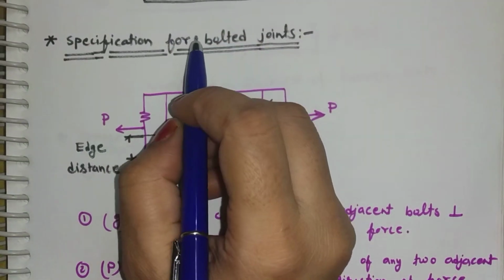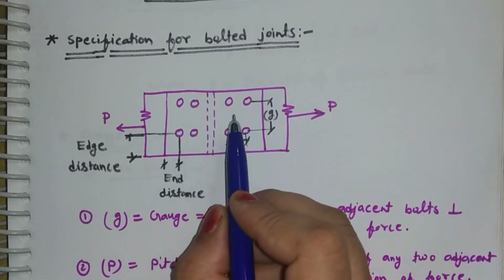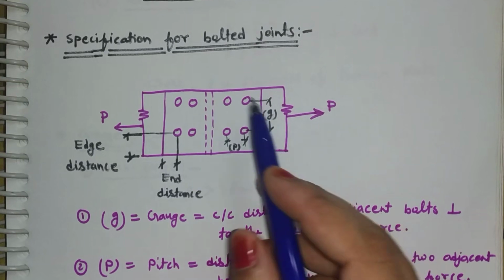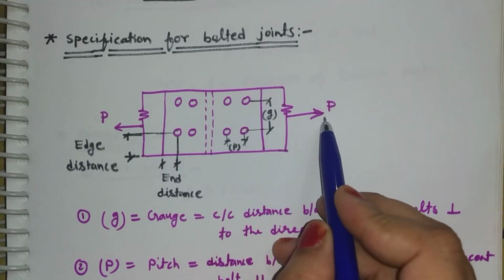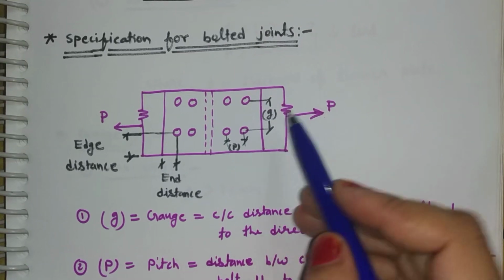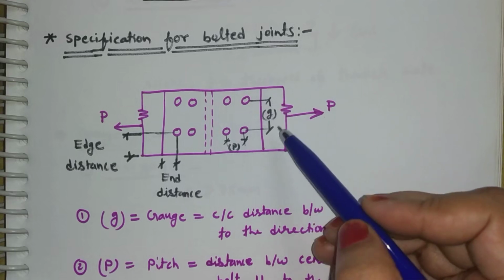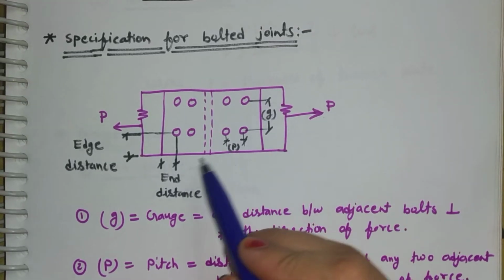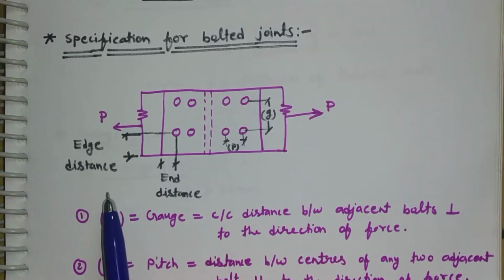Now, some specifications of bolted joints. Suppose we take a double cover butt joint. In this double cover butt joint we have an applied tensile force P. Some specifications of bolted joints are: this is the gauge, this is the pitch, this is the end distance, and this is the edge distance. So what is gauge?